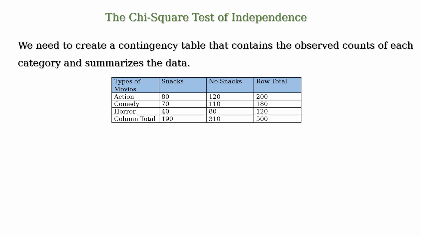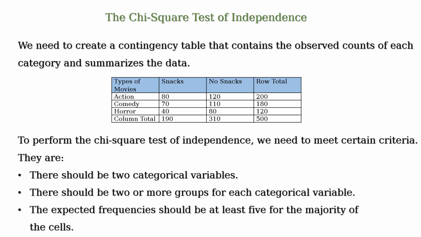Please note that to perform the chi-square test of independence, we need to meet certain criteria. There should be two categorical variables, there should be two or more groups for each categorical variable, and the expected frequency should be at least 5 for the majority of the cells. In this example, we follow the first two criteria. We will test the last criteria while performing the test.